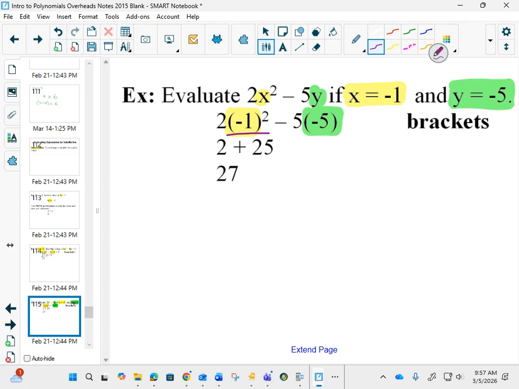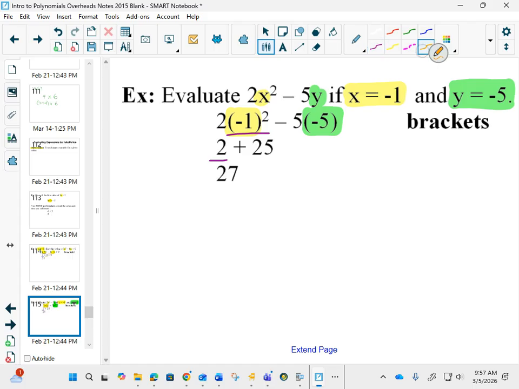-1 times -1 is? Careful. Negative times negative? +1. And then that +1 has to get multiplied by the 2. That becomes a 2. Does that make sense? Yes. Sort of did two things at once there. We squared this to get +1, and then we took the +1 times 2 to get 2.